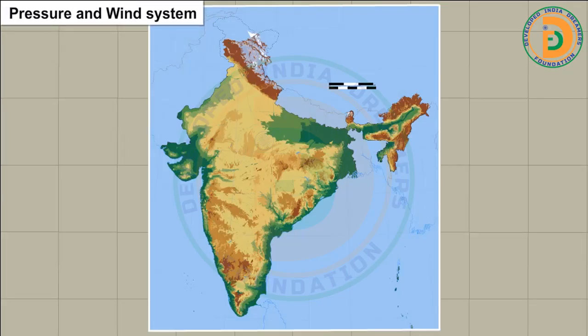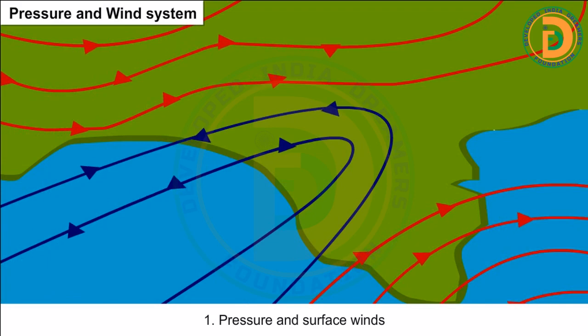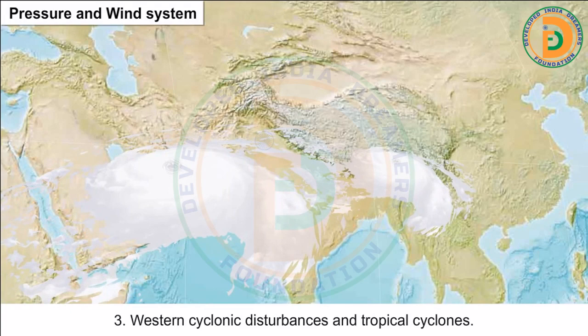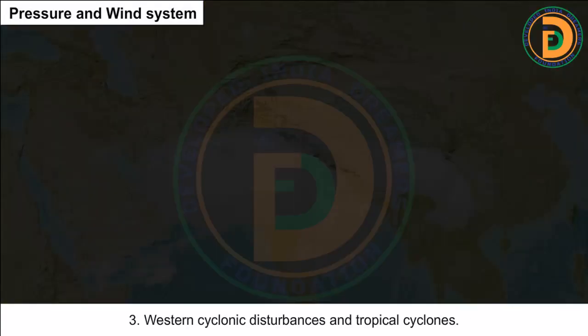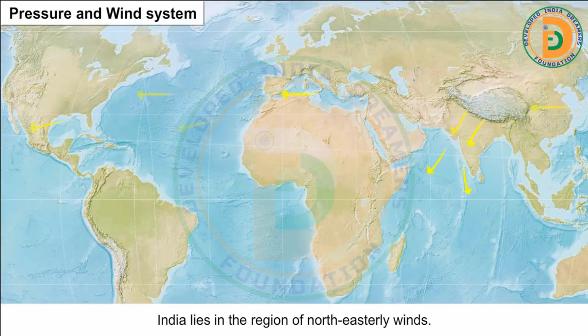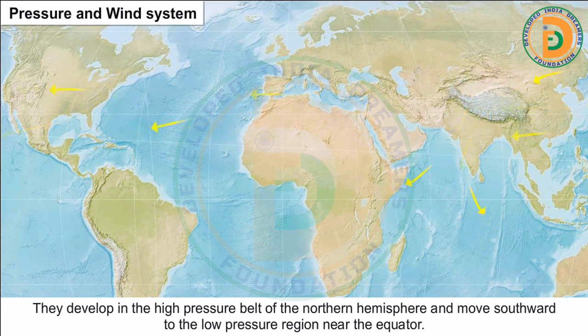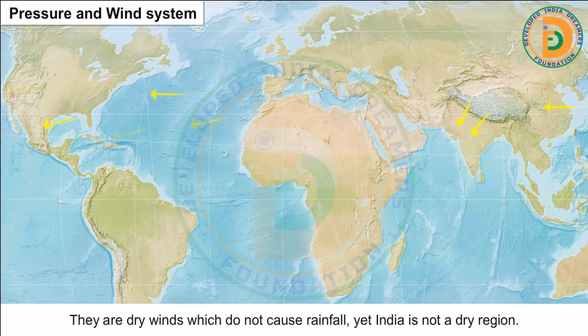Pressure and wind system. Three atmospheric conditions affect the Indian climate. One, pressure and surface winds. Two, upper air circulation. Three, western cyclonic disturbances and tropical cyclones. India lies in the region of northeasterly winds. They develop in the high-pressure belt of the northern hemisphere and move southward to the low-pressure region near the equator. They are dry winds which do not cause rainfall, yet India is not a dry region.